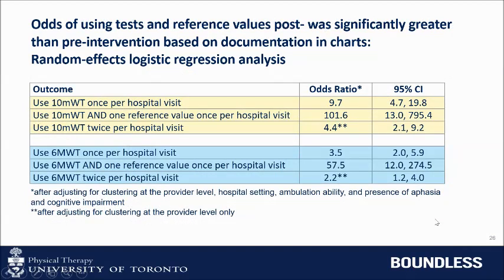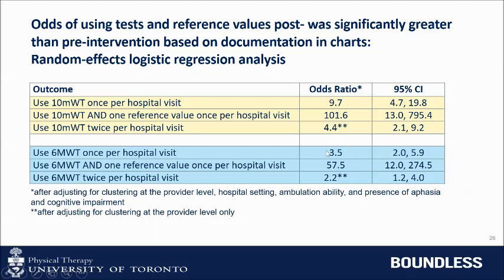In the overall analysis, we did a multivariable analysis that accounted for the fact that the same physio was the therapist for multiple patients. And what we found is that compared to pre-intervention, the odds of using the 10-meter walk test post-intervention was 12 times greater. So basically, the odds ratio here, or sorry, I said 12, but I misspoke. The odds of using the 10-meter walk test was almost 10 times greater post compared to pre.